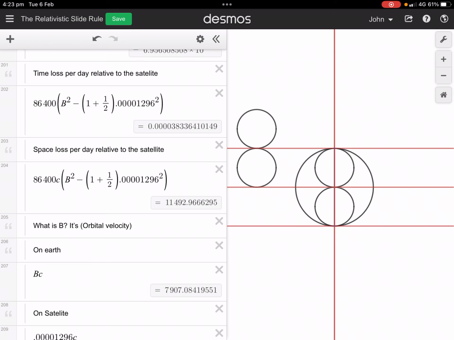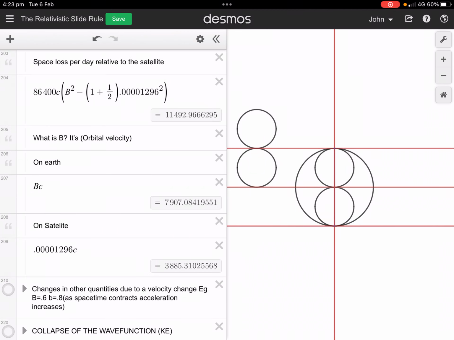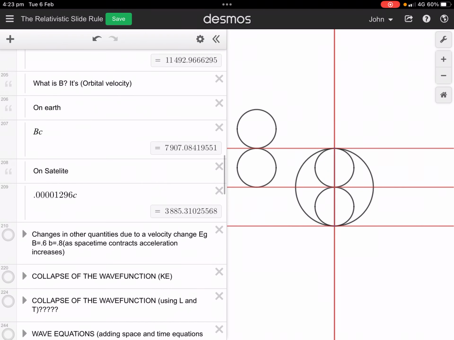So you have to take into account both potential energy and the kinetic energy of the satellite when you're working out the time loss relative to each other. Okay, finally, what is B? It's orbital velocity. So you just multiply B by C, and you can see that is the orbital velocity on the surface of the Earth.